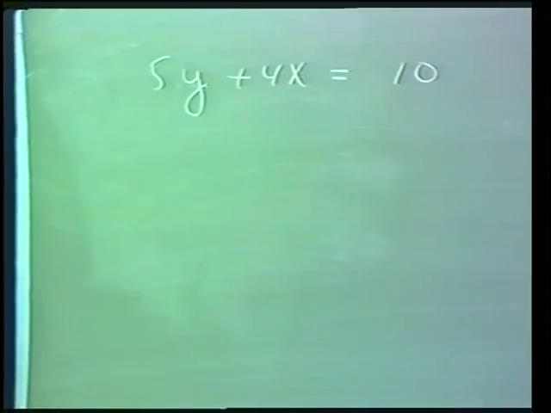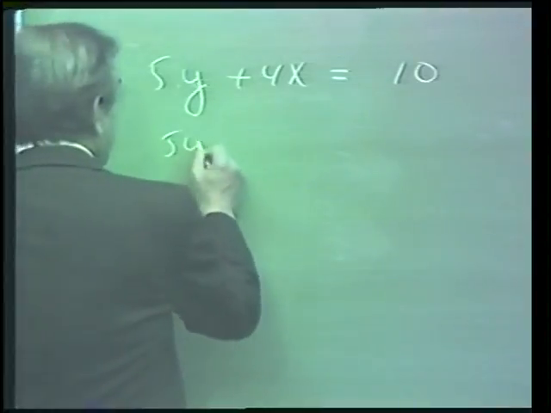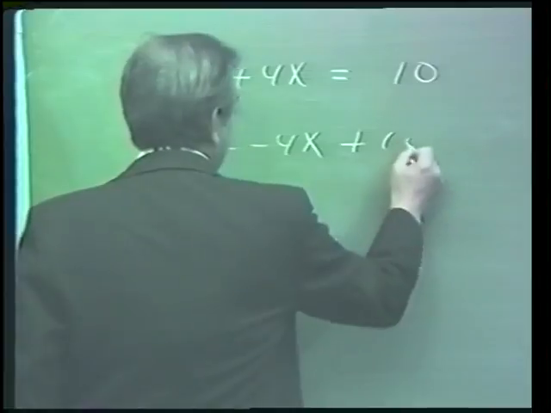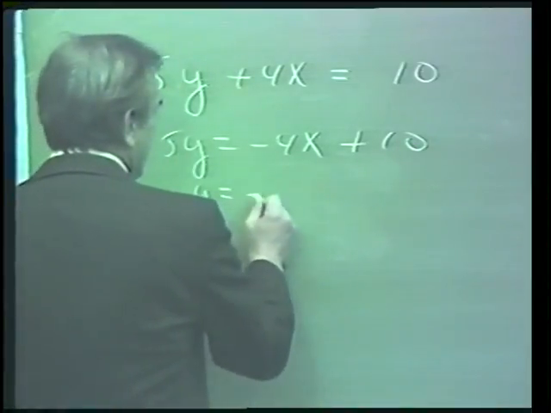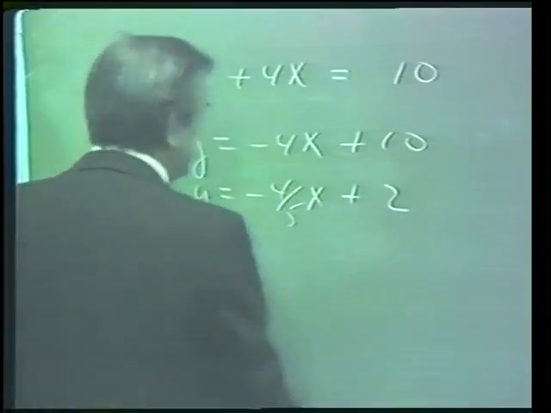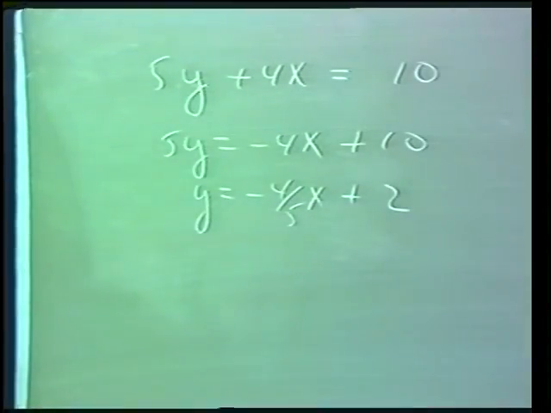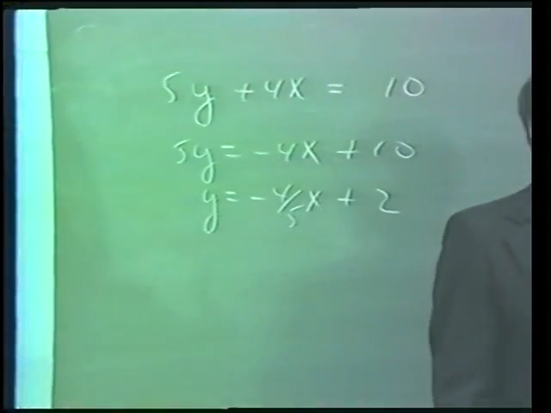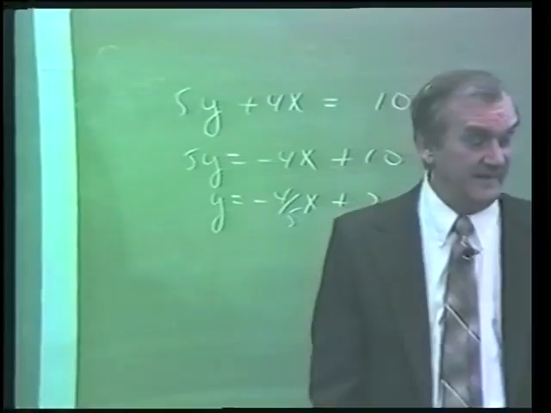Okay, what'd you get for the slope of this line? Negative 4/5. Everybody agree? We solve this for y. We have 5y is equal to negative 4x plus 10. Divide everything through by 5. We get negative 4/5 x plus 10 over 5, which is 2. Okay? Everybody with me? So anytime you have a linear equation and you solve it for y, the coefficient of x represents the slope of that line.